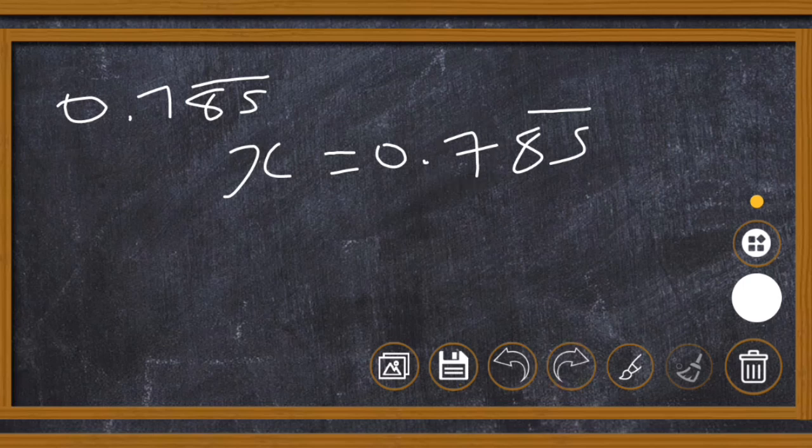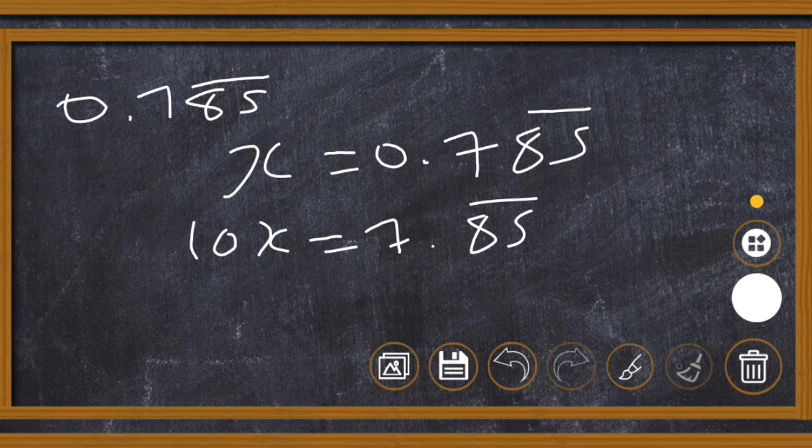If we had two figures, we could have multiplied in this case with what? 100. So the number of figures which a bar hasn't covered is the number of zeros you have to multiply. So in this case, we only have one figure, so we are going to multiply with 1 0, that is 10. So 10 multiplied by x, we are going to have 10x equal to 10 multiplied by this figure here, we are going to have 7.85.